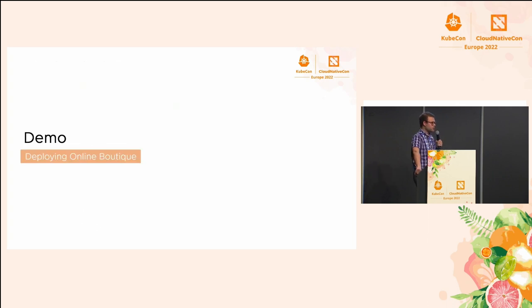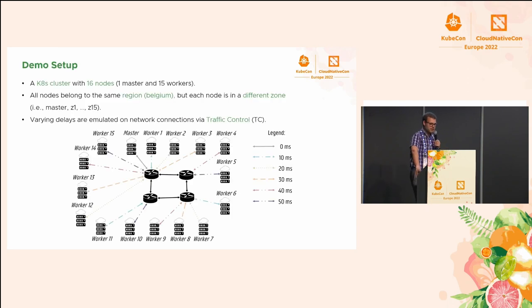Now I'll try to show you a live demo on how you could deploy all these components and deploy an application based on our solution. I have a Kubernetes cluster with 16 nodes. All the nodes belong to the same region, Belgium, but each node is in a different zone. I have emulated different network connections with varying delays using traffic control, so you can clearly see the differences in terms of latency. This morning, I ran the additional NetPerf component that I mentioned, so I have all the measurements saved in a config map. I will deploy our network topology controller, which will access these measurements and update the network topology CR accordingly. So let's go to the demo.